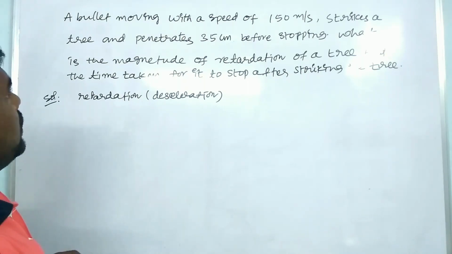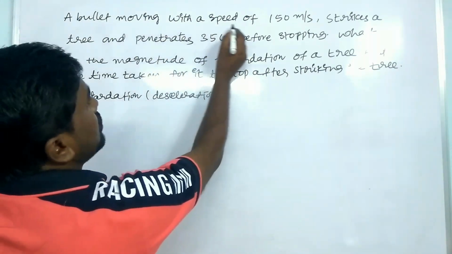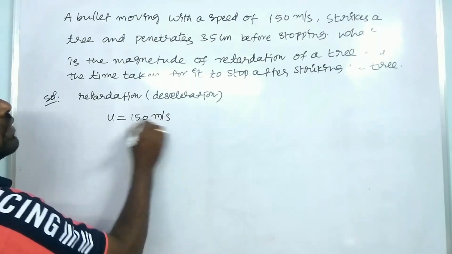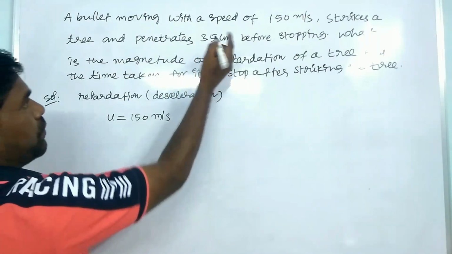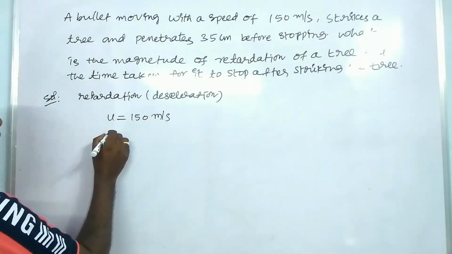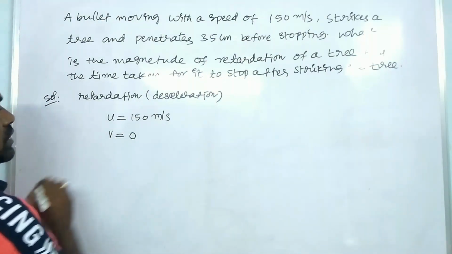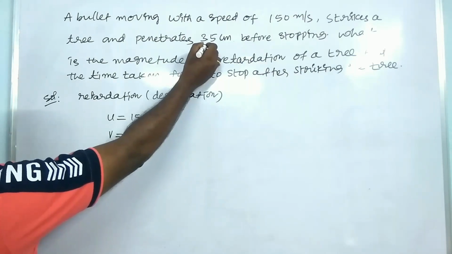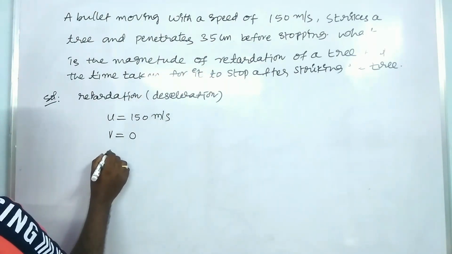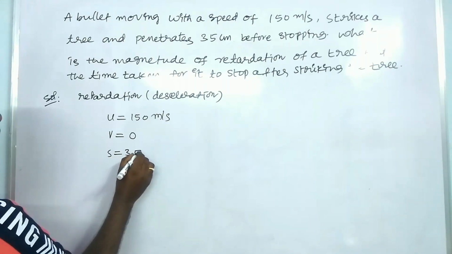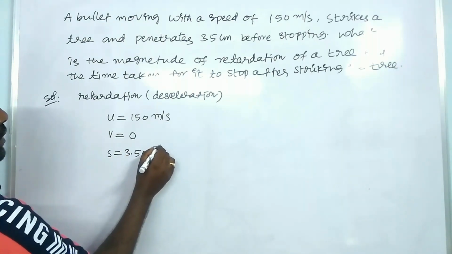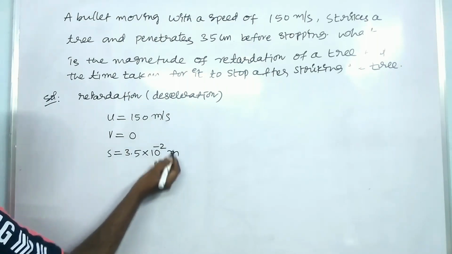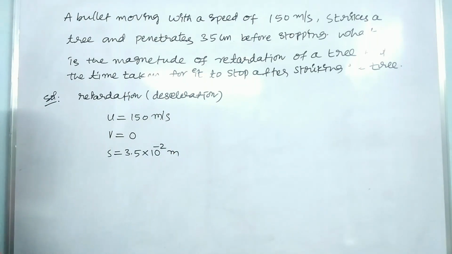Okay. So here the initial speed of the bullet is 150 meter per second. It strikes a tree and penetrates 3.5 centimeter before stopping. So it stopped, and the final velocity is equal to 0. And the distance moved by the bullet, s, is 3.5 centimeter in meter. 3.5 by 100 is equal to 10 power minus 2 meter. I want to take equal units, MKS units. So 3.5 into 10 power minus 2 meter.